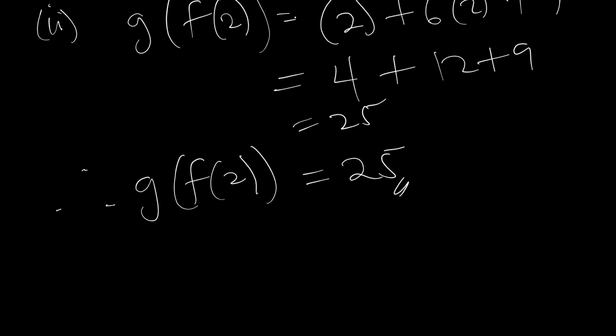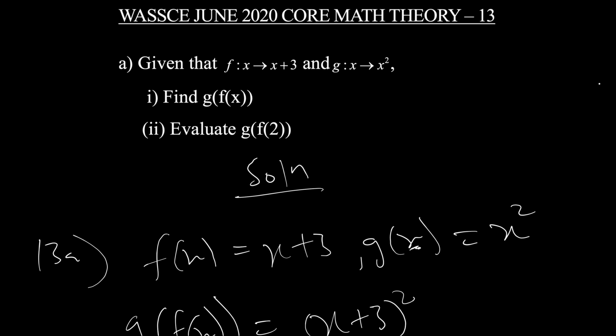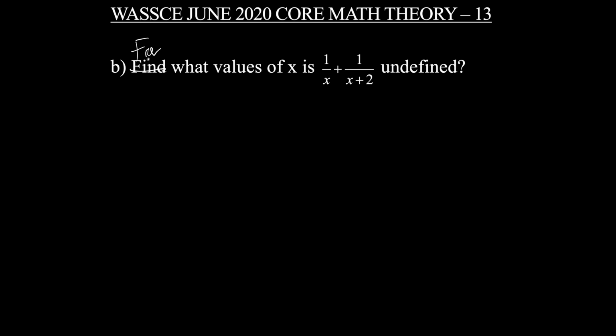So this brings us to the end of question 13a. So we'll be moving on to question 13b. 13b, for what values of x is 1 over x plus 1 over x plus 2 undefined? So a number is undefined if it's divided by 0. So let's begin with the solution for 13b.